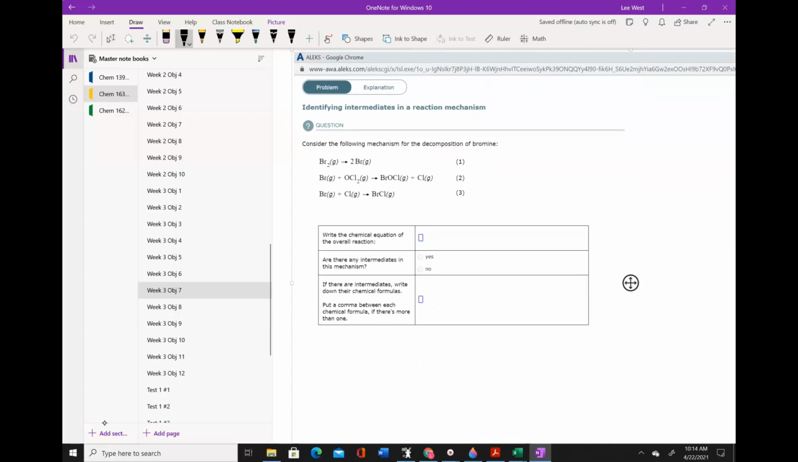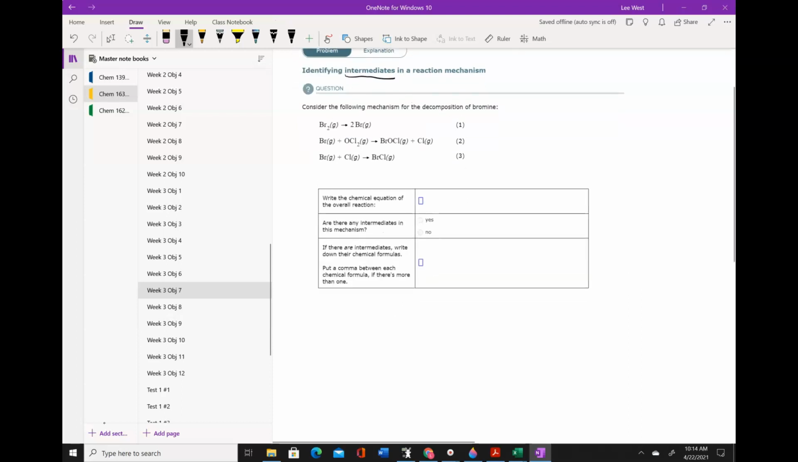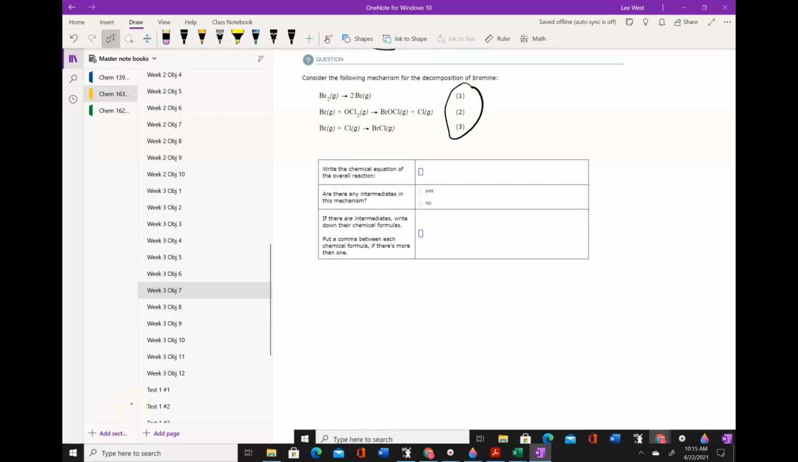So in this problem, we're asked to identify intermediates. Intermediates are things that are created along the way in a reaction mechanism, but don't appear in our overall equation. So what we have to do is add together the components that are present in our elementary steps to get an overall equation, and we're going to see what cancels out. So let's have a look. Those things that cancel out, those things that are made along the way but don't actually appear in our overall equation, they're our intermediates. And I think I've just found one.